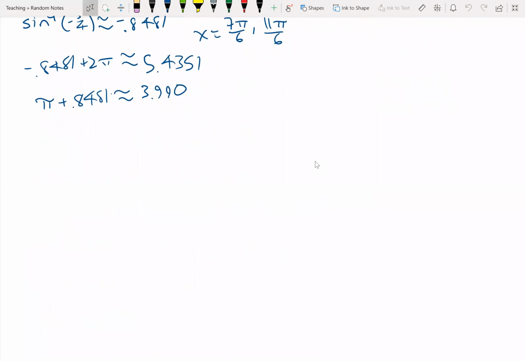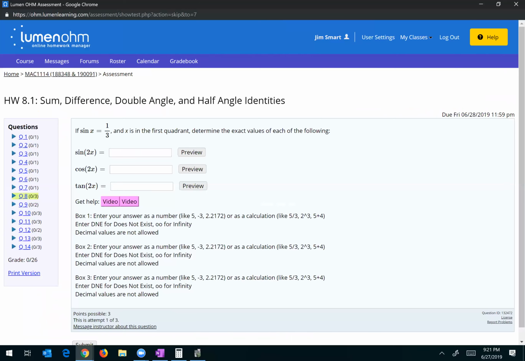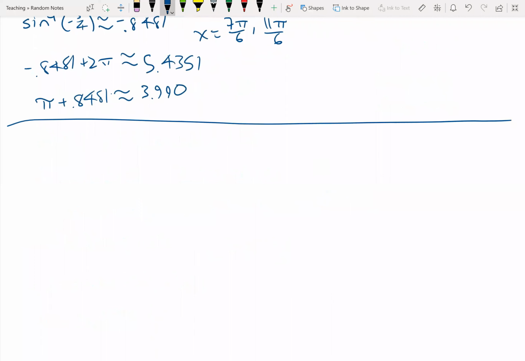Okay, so we got sine x equals 1/3. I think it told us what quadrant we were in too. First quadrant. Okay, so that means both sine and cosine are positive. It had to be first or second because the sign was positive, but it told us it was first. Okay, so we want to find sine 2x, cosine of 2x, and tangent of 2x.